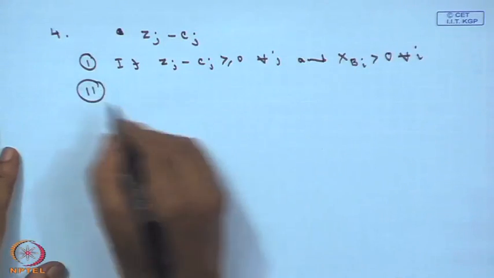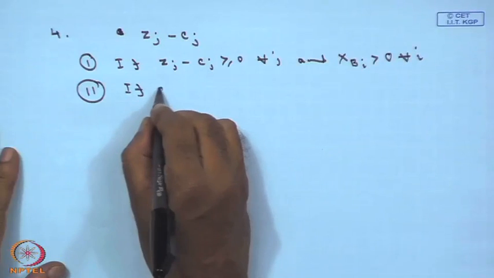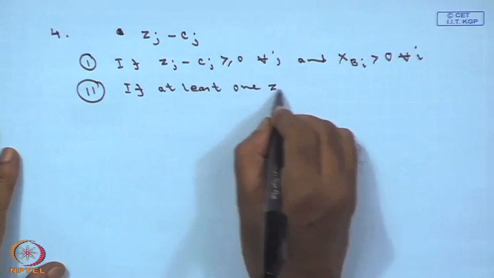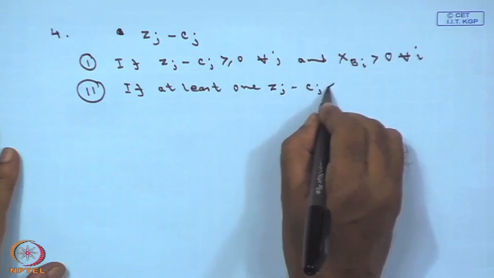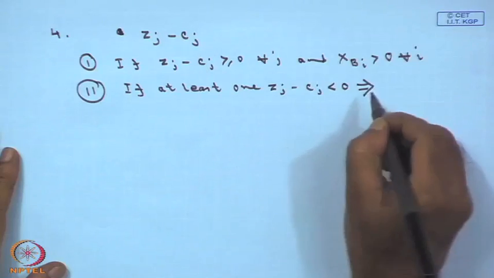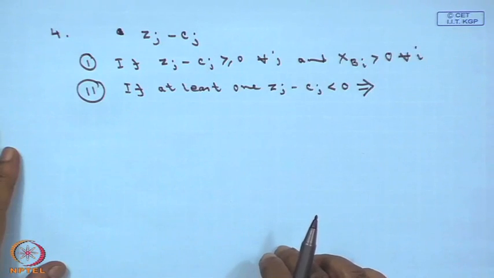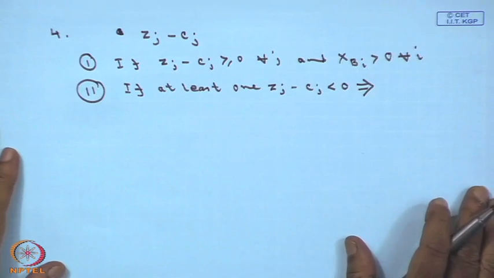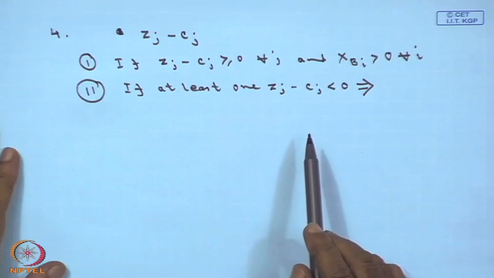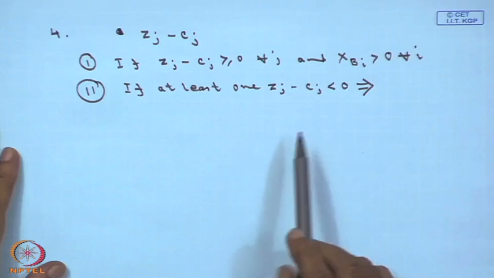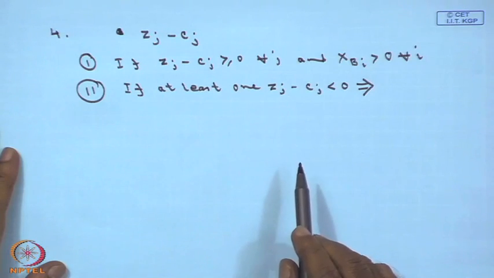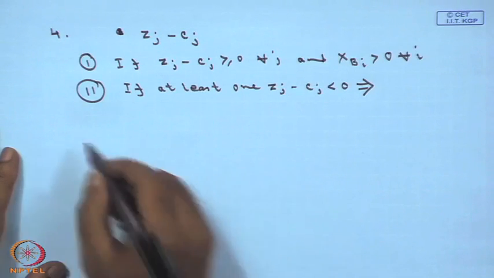Number 2, if at least one zj minus cj is less than 0, in that case, please note that the dual simplex method is not applicable, because the initial condition, as I have told, is that in the initial table all zj minus cj should be greater than equals 0. So, if at least one zj minus cj is less than 0, then the dual simplex method is not applicable.